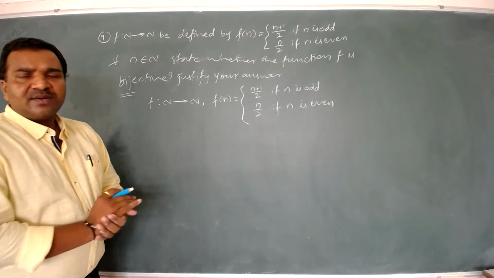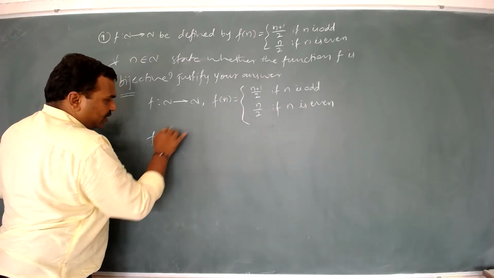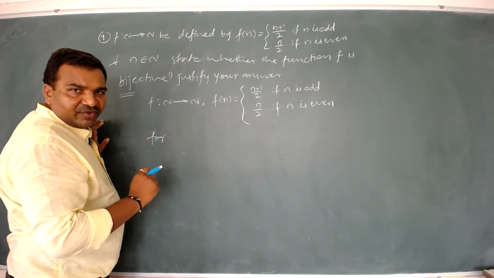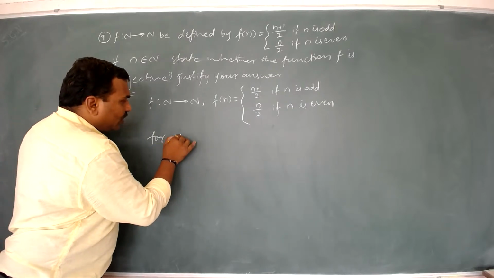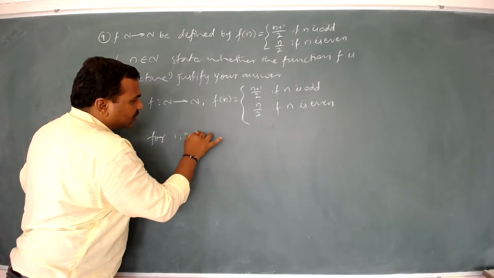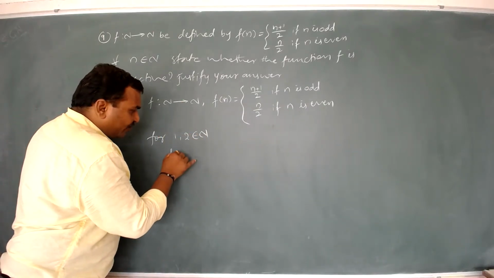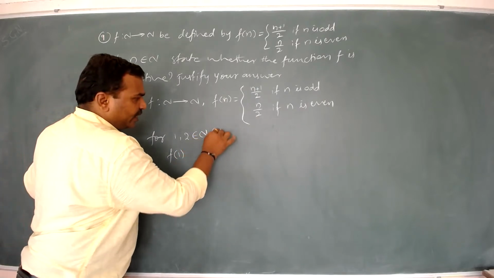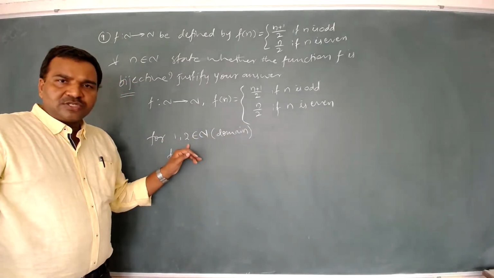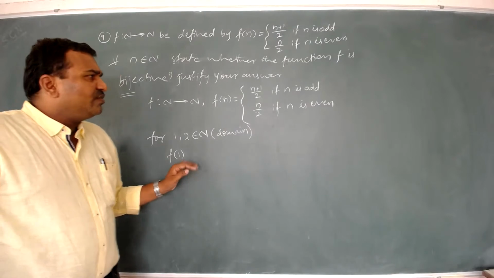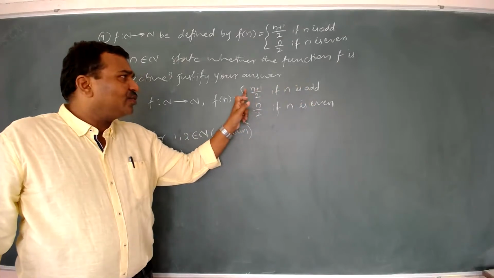So bijective means what? It should be both 1-1 and onto. Actually, we know that it is not a 1-1 function, so it is not bijective. We will explain now. See, for 1 comma 2 belongs to N. So find f of 1. In the domain, N is the natural number set. Natural numbers means 1 and 2 are also there. So f of 1. Which one do we have to take? This one or this one? This one, because if n is odd, we have to take this one.